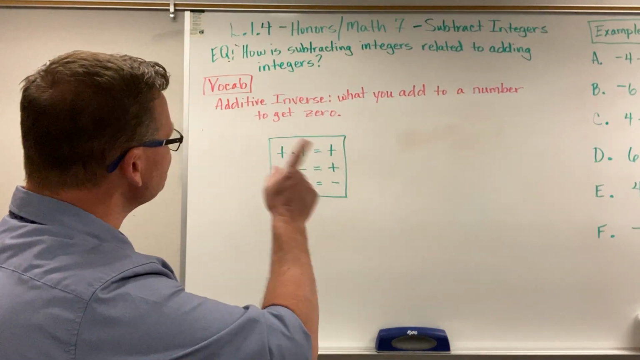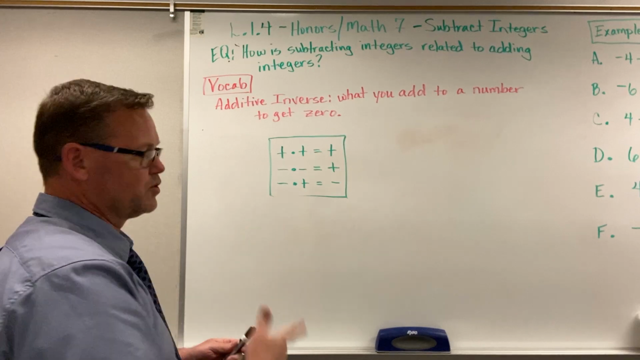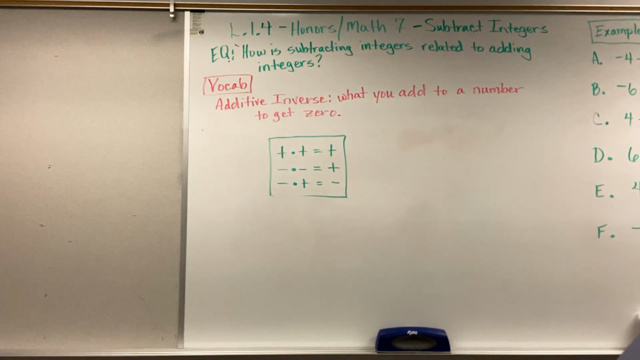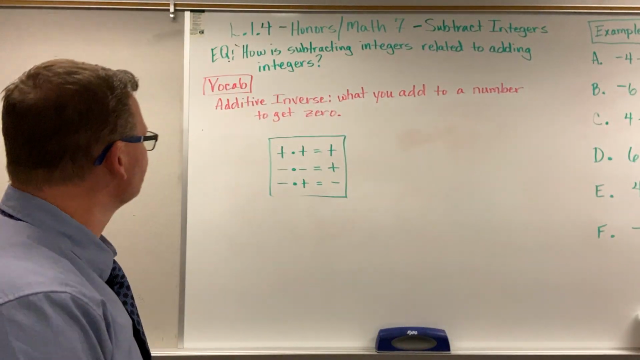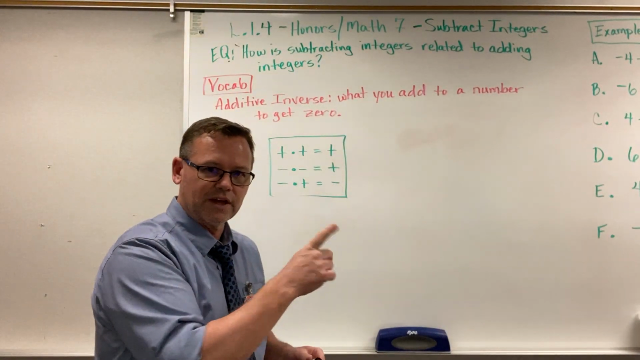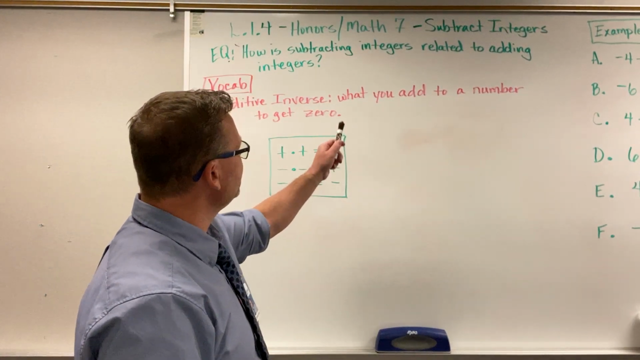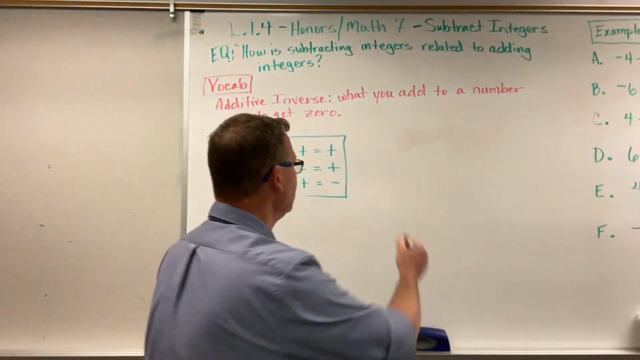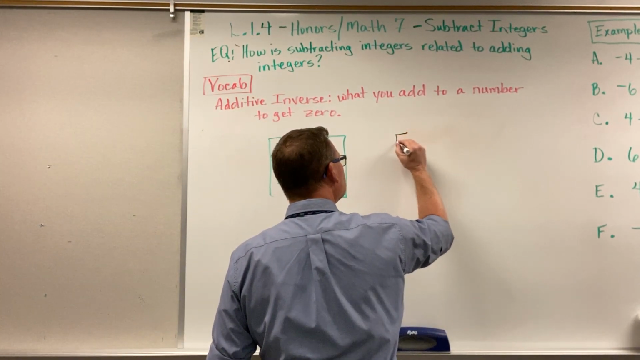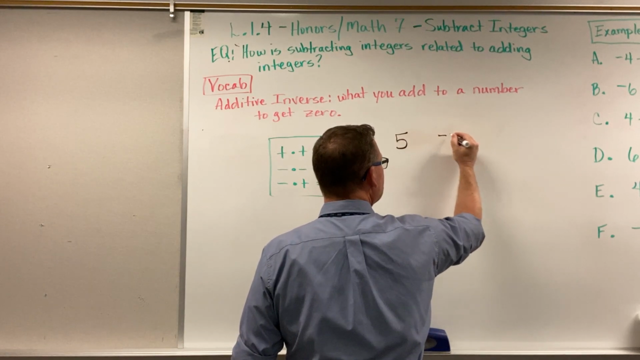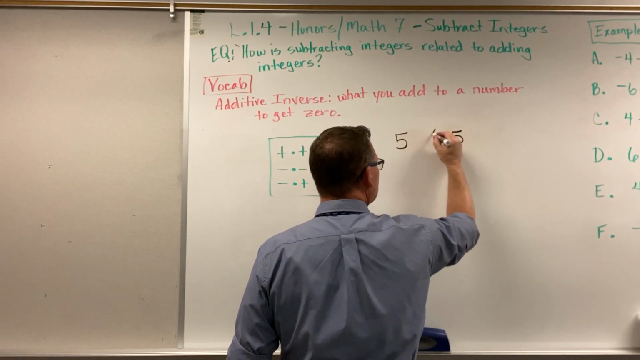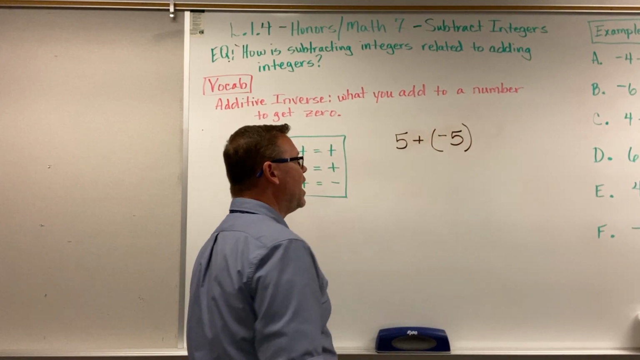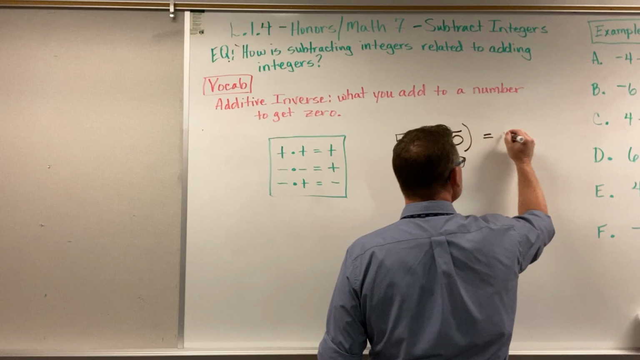Okay, so it says, how is subtracting integers related to adding integers? That's what you're going to have to figure out with your notes. It says additive inverse. That's our vocab for today: what you add to a number to get 0. Now we know what opposites are, right? If I have 5, the opposite of 5 is negative 5. So if I add this together, I'm going to get 0.